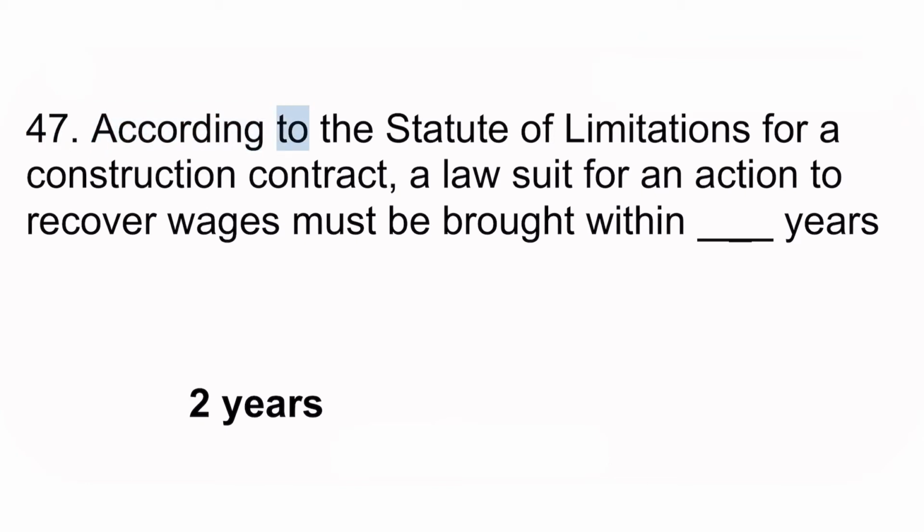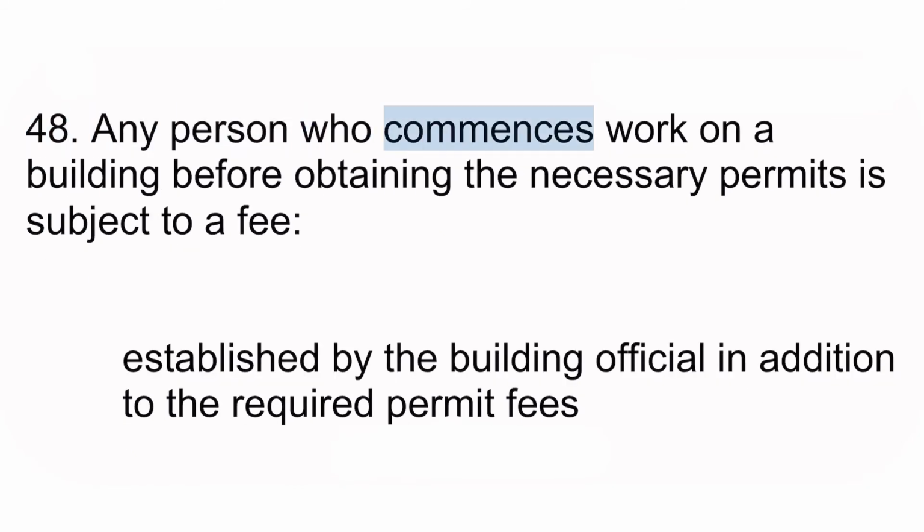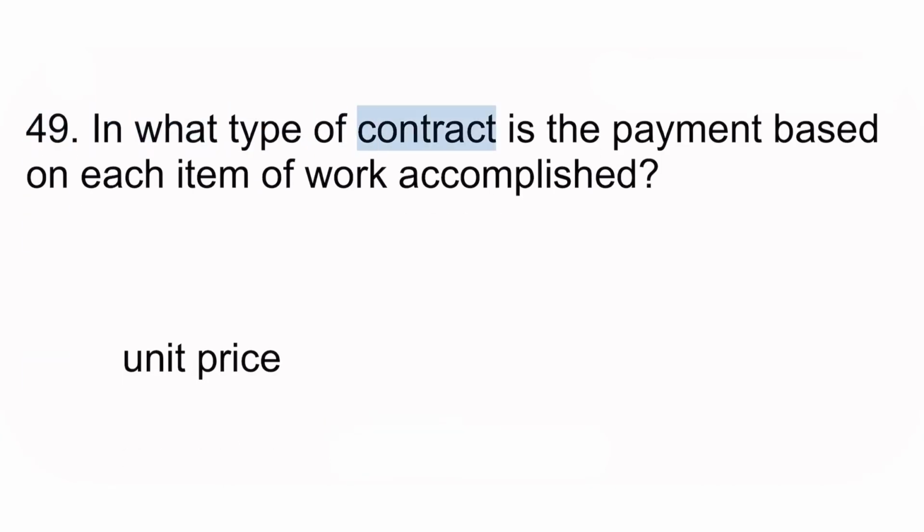47. According to the statute of limitations for a construction contract, a lawsuit for an action to recover wages must be brought within how many years? 2 years. 48. Any person who commences work on a building before obtaining the necessary permits is subject to a fee established by the building official in addition to the required permit fees. 49. In what type of contract is the payment based on each item of work accomplished? Unit price.